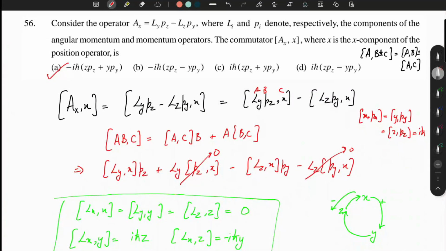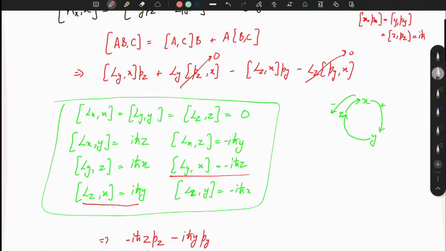So see, this was the easiest question in the whole paper of December 2018. Okay, so thank you.